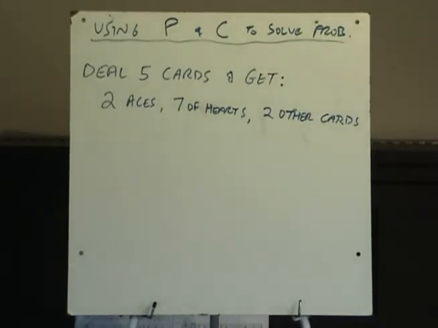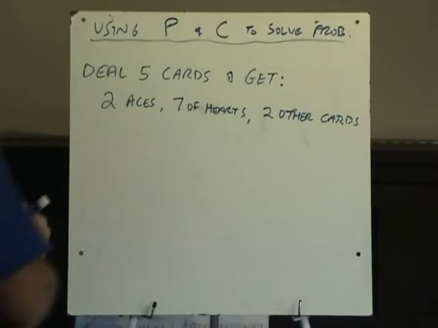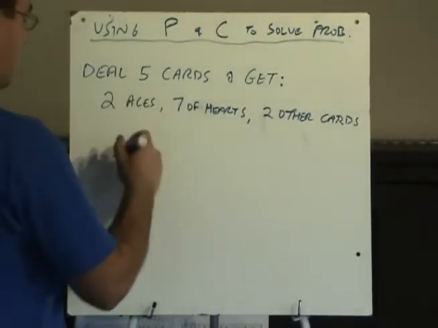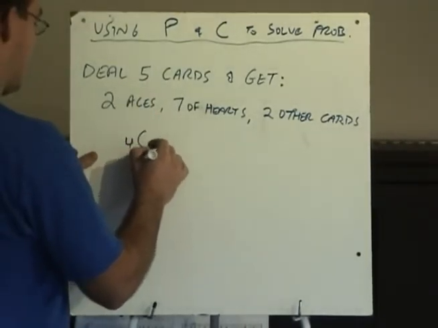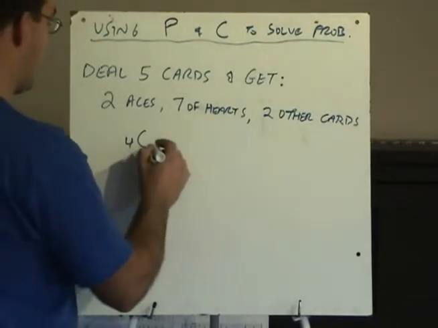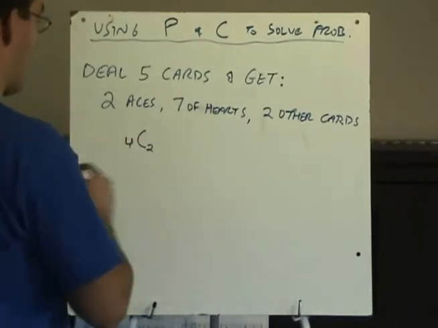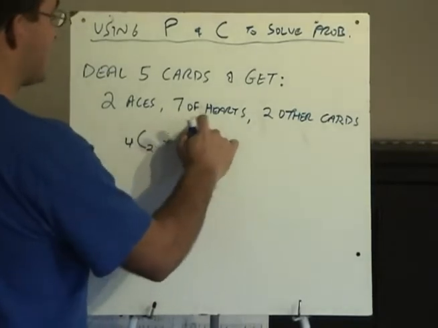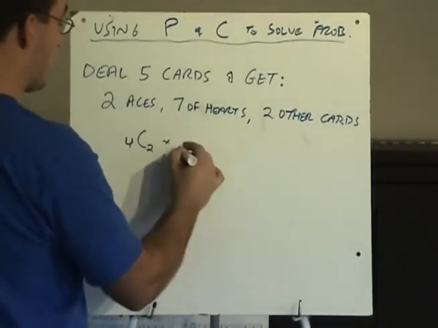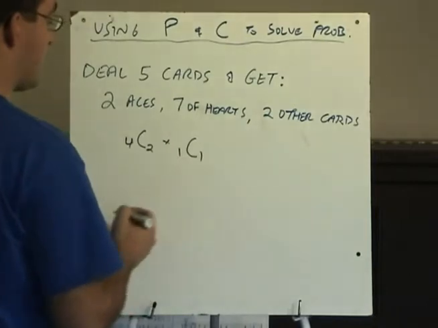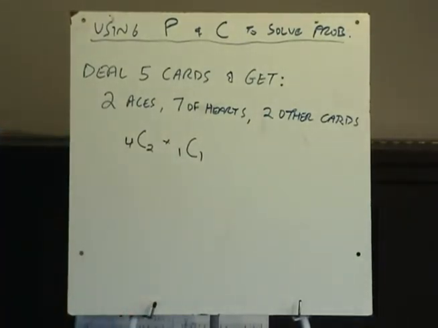In this example, we want to figure out the probability that if we're dealt 5 cards, we get 2 aces, the 7 of hearts, and 2 other cards that are not the 7 of hearts or aces. Well, we know there are 4 aces in the deck, so 4 choose 2. There is only 1 7 of hearts in the deck, and we want that 1, so 1 choose 1.